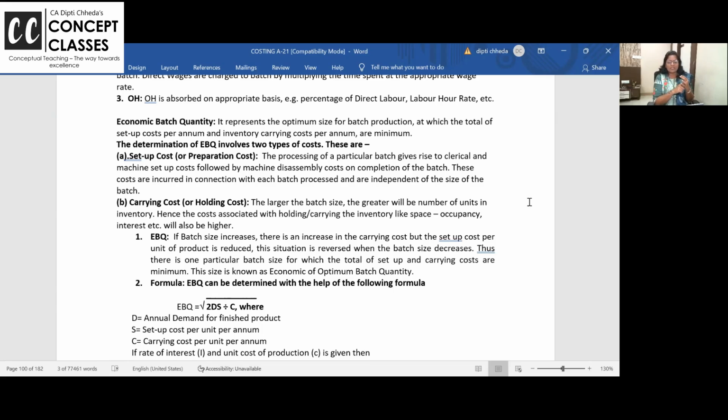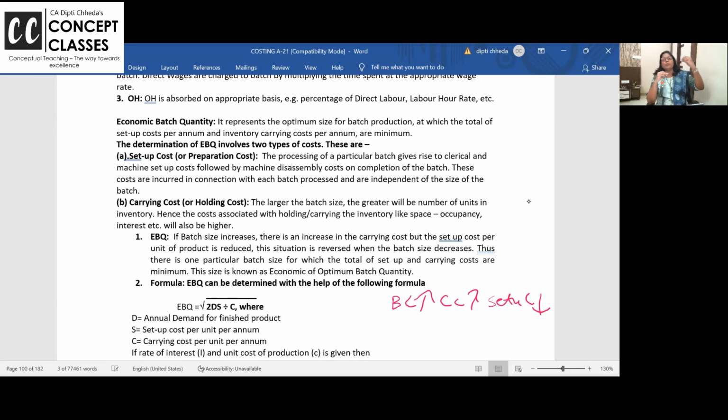Economic batch quantity says if your batch size is huge, at a time you produce 1000 packets of Lay's, then your carrying cost will be high. If the batch size is high, carrying cost will be high. The higher the batch size, the more material and expense required, so the inventory holding cost will also become bigger, right? And your setup cost will be low.